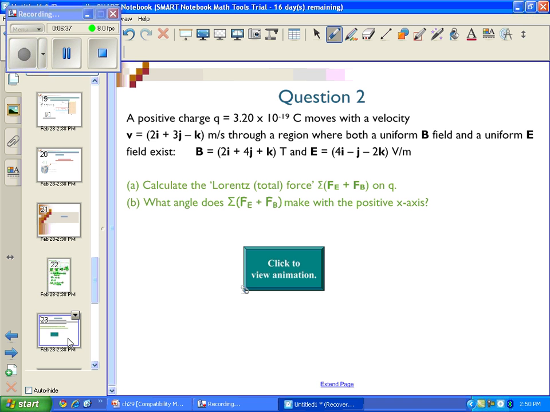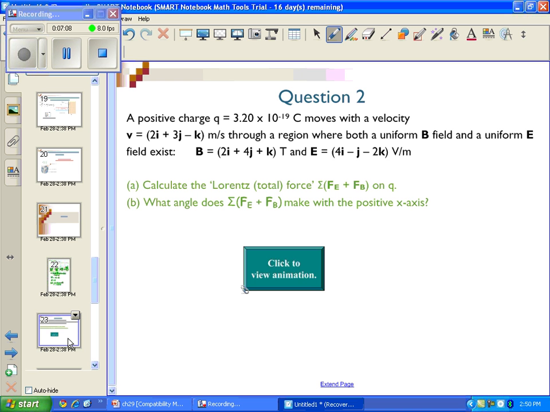Here we're told that there's a positive charge, 3.2 e to the minus 19 coulomb, that moves with a velocity 2i hat plus 3j hat minus k hat in a region where there's both a magnetic and an electric field. The magnetic field is 2i hat plus 4j hat plus k hat. The electric field is 4i hat minus j hat minus 2k hat.